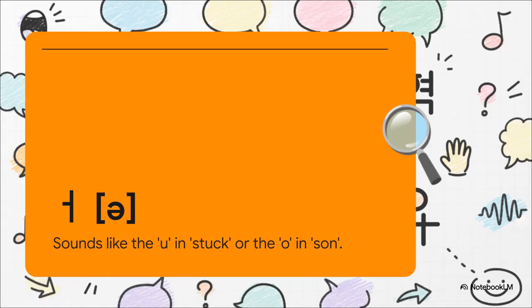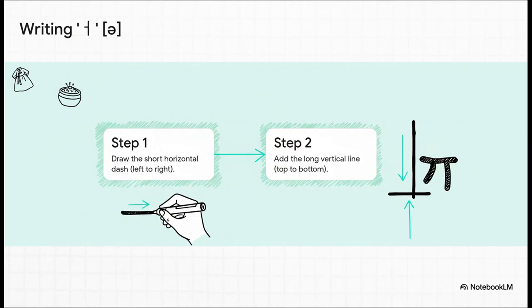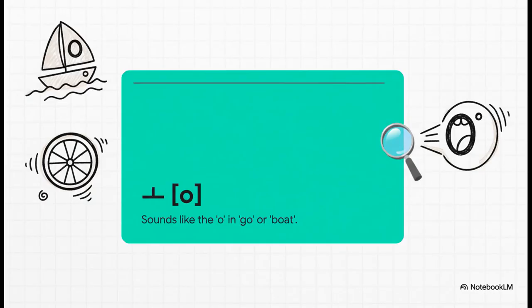Now let's check out its opposite. This vowel is A, kind of like the sound in stuck or sun. Visually, it's almost identical to A. The only difference is that the small dash has just hopped over to the left side of the vertical line. The writing order here makes total sense. Since we always move left to right, we have to start with the part that's on the far left, which is that little dash. So you draw that first, left to right, and then you add the long vertical line from top to bottom.